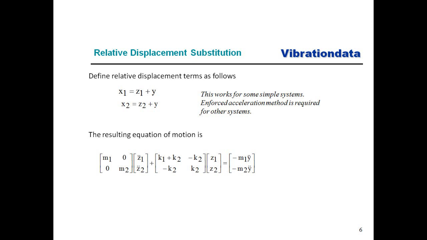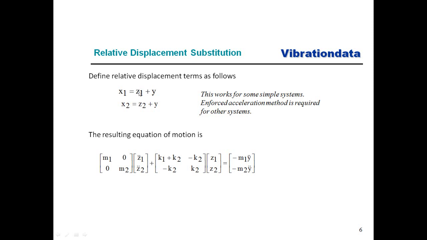When I say multiple inputs, imagine you're driving your car down the road and your front tires encounter a speed bump, while at the same time your back tires are encountering a pothole. That would be a case of two different acceleration inputs into the same structural model, if you were to make a structural model of your automobile. For these more complicated systems and for multiple base inputs, we have to use another technique, and that's called the enforced acceleration method. We're not going to cover it today, but we will cover it in an upcoming webinar. But anyway, let's take a look at these relative displacements.